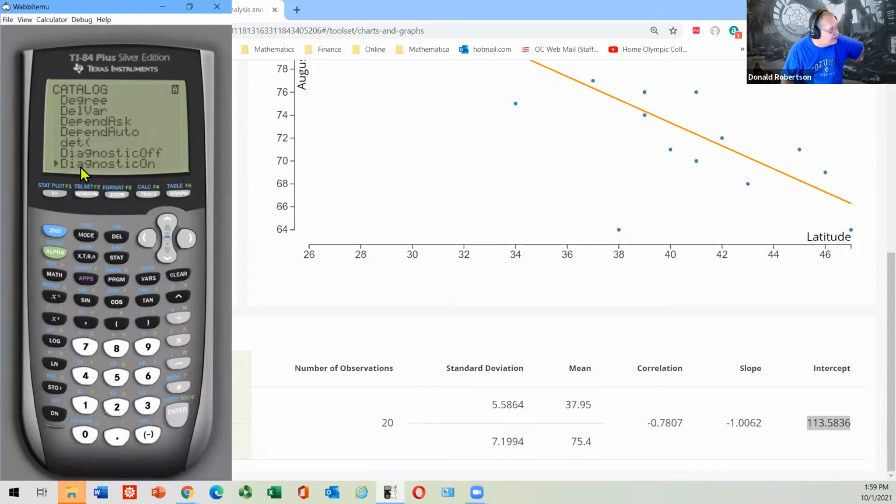There, you see the guy that says diagnostic on. You hit enter, and you hit enter again. That's the setup finished, right? It's done. It knows how to do it now. What you now do is you hit the stat button and you do edit. And in L1, you put the X's, and in L2, you put the Y's.